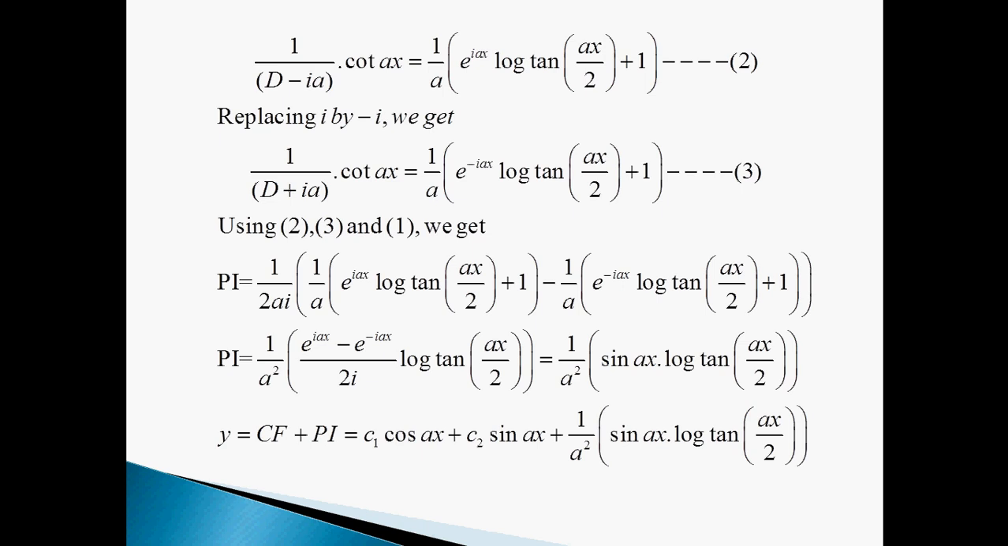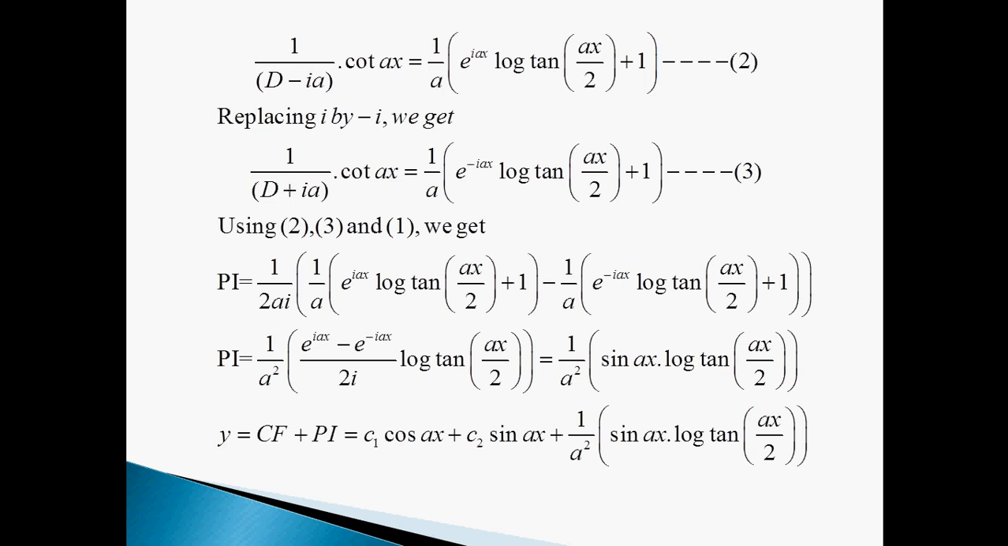Now replacing i by minus i, we get 1 upon (D plus ia) into cot ax equal to 1 upon a e to the power minus iax log tan (ax by 2) plus 1. We suppose that it is the third equation.